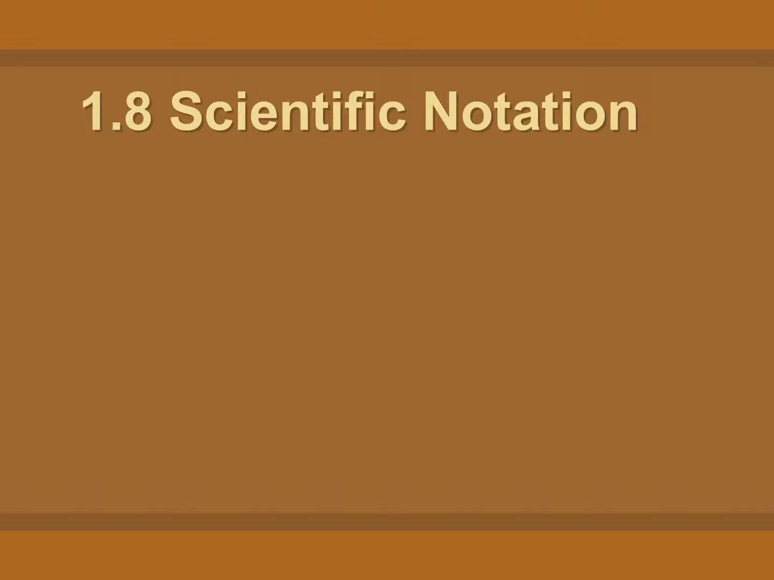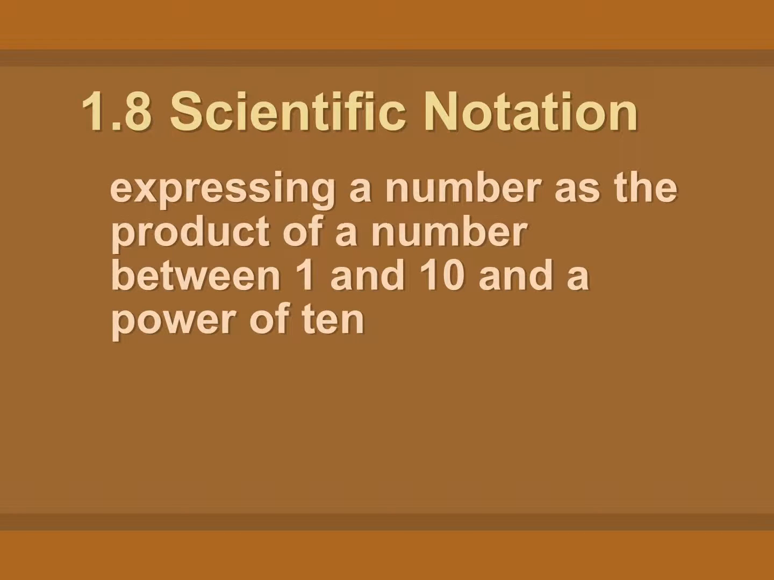Today we're going to cover section 1.8 of the BJU Press PreAlgebra textbook. We're going to learn about scientific notation. So scientific notation is just expressing a number as a product of a number between 1 and 10 and a power of 10.